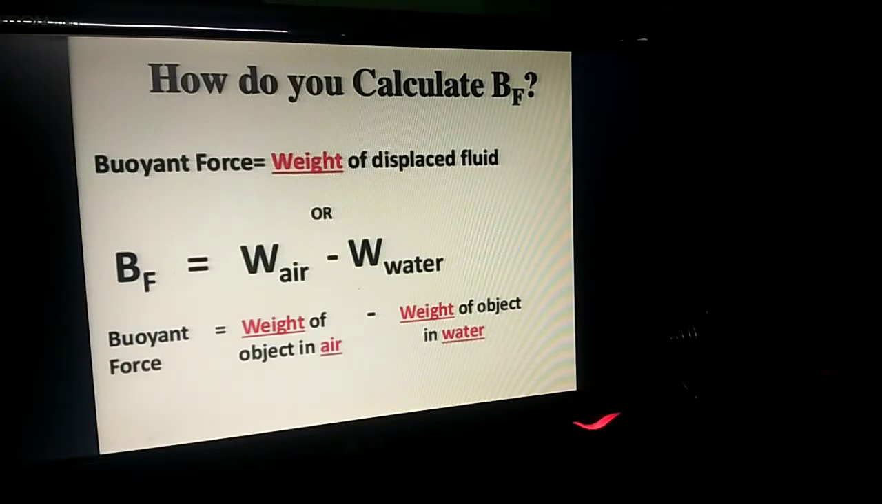Now how do you calculate buoyant force? Buoyant force equals the weight of fluid displaced, that is weight in air minus weight in water. Buoyant force equals weight of the object in air minus weight of the object in water. That is 60 gram weight minus 40 gram weight, which equals 20 Newton.